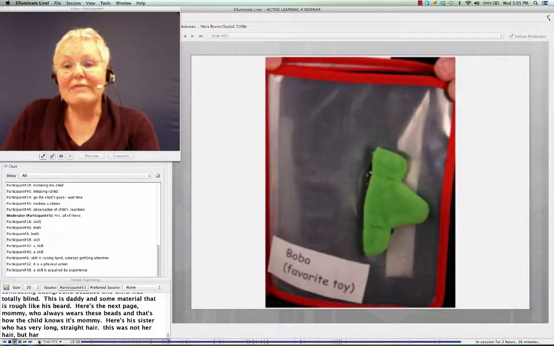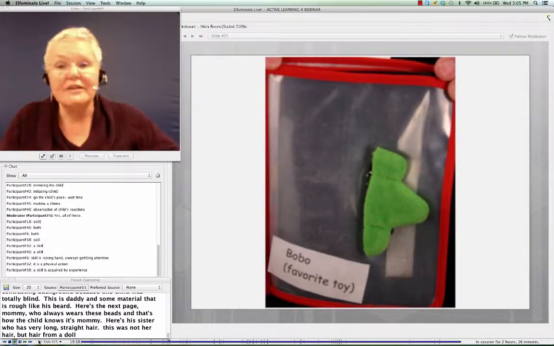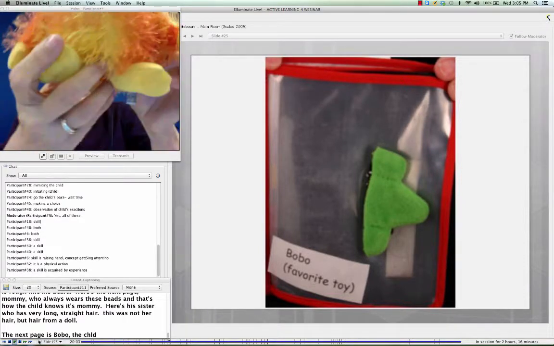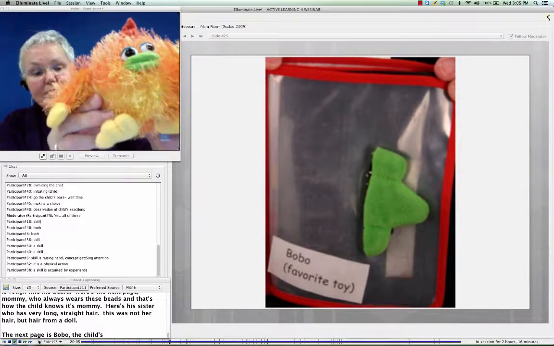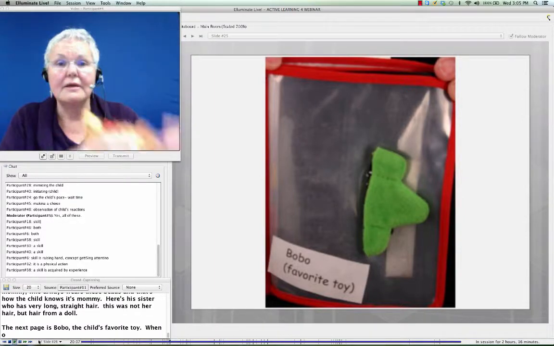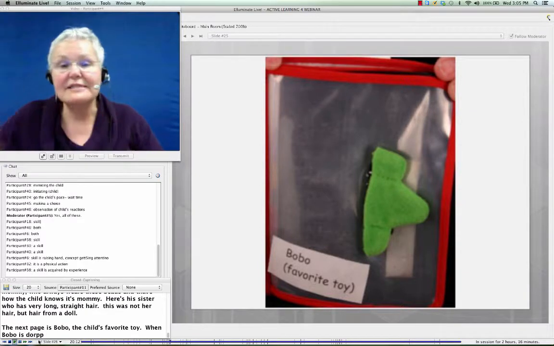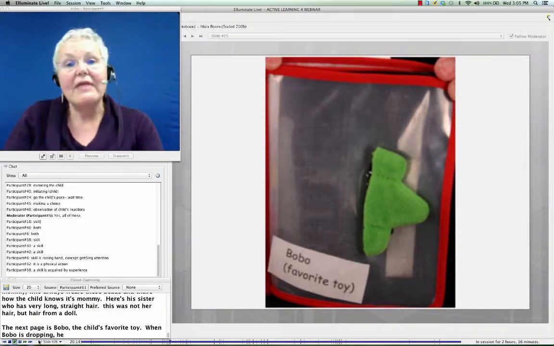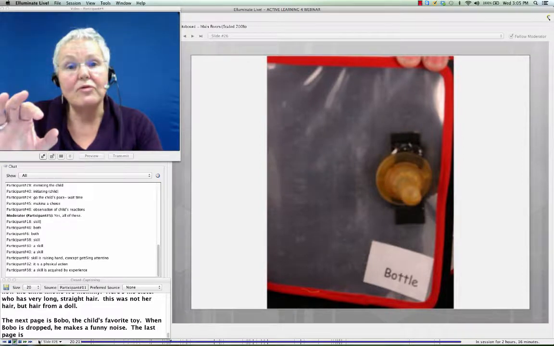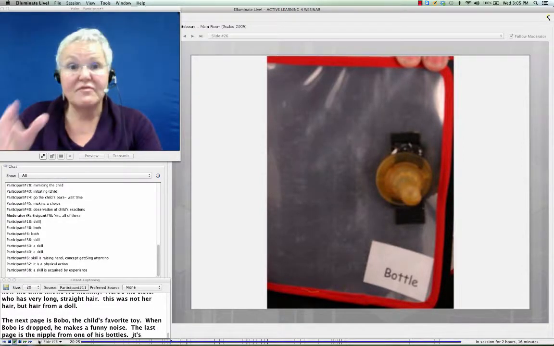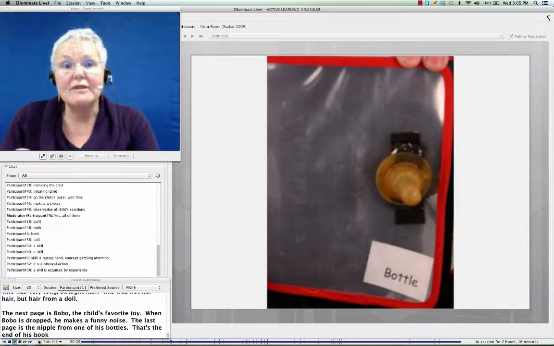And the next page is Bobo, the child's favorite toy, and it's felt, and this happens to be Bobo, and when Bobo is dropped, you can hear him. He makes a funny little noise, and that's the child's favorite toy. And the last page of this is the nipple from one of his bottles. So that's the end of his book. It's a very short, simple book that the family made.